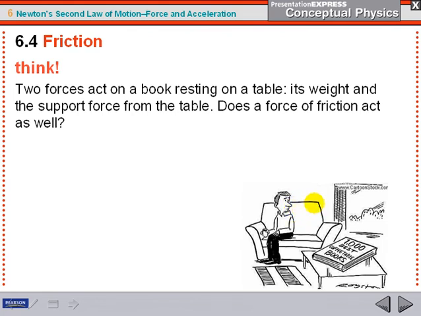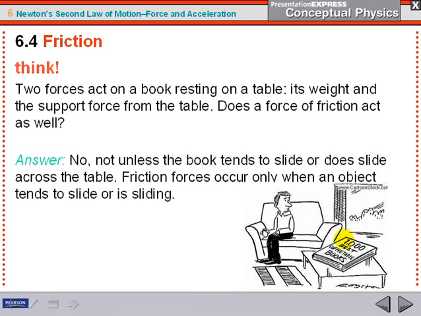Two forces act on a book resting on a table: its weight and the support force. Does the force of friction act as well? The answer is no, because the book is not moving. It has to be sliding or tend to slide, and that wouldn't occur on a flat table.